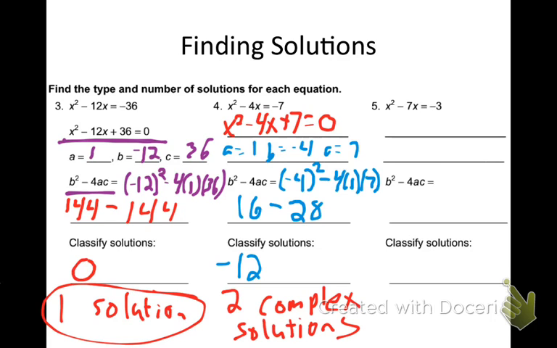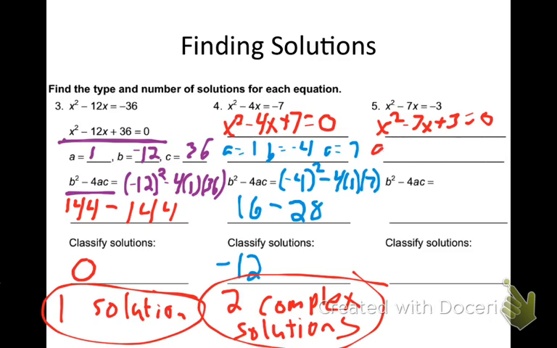And let's go to number 5. X squared minus 7x equals negative 3. Whenever I set them up, I always want to set them equal to what, Bailey? 0. So I get x squared minus 7x plus 3 equals 0. A, B, and C equal what, John? A is 1, B is negative 7, and C is 3.